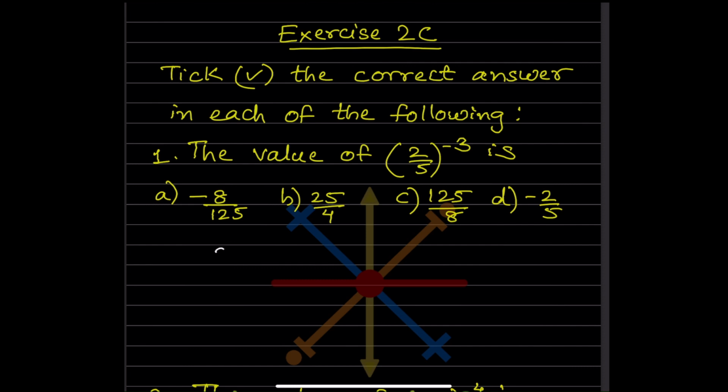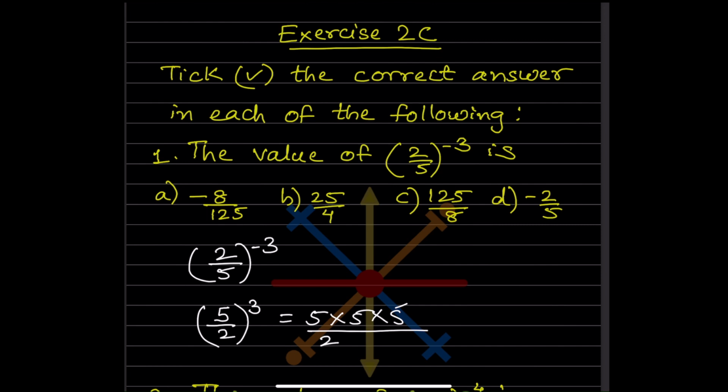So let me write here (2/5) raised to minus 3. Because we have the negative exponent, the first thing we have to do is make the exponent positive. So we flip 2 by 5 to 5 by 2, and this becomes positive. Whenever you have such problems, you multiply 5 into 5 into 5 divided by 2 into 2 into 2, that will be 125 divided by 8. So the option here is C.